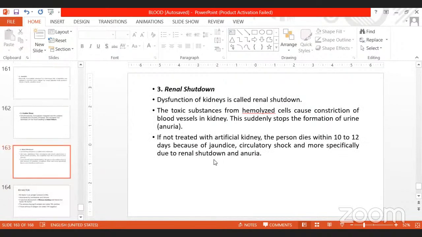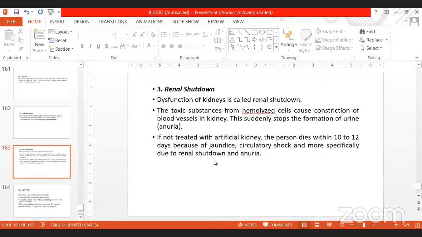And the toxic substances from the hemolyzed cells cause constriction of the blood vessels in the kidneys, causing anuria. Also, the hemoglobin is lost through the urine, causing hematuria and hemoglobinuria. So if dialysis is not done as early as possible, the person may die within 10 to 12 days because of jaundice, circulatory shock, and also due to renal shutdown and anuria.